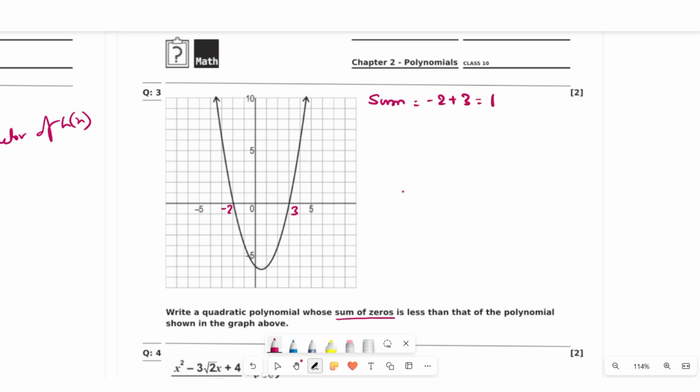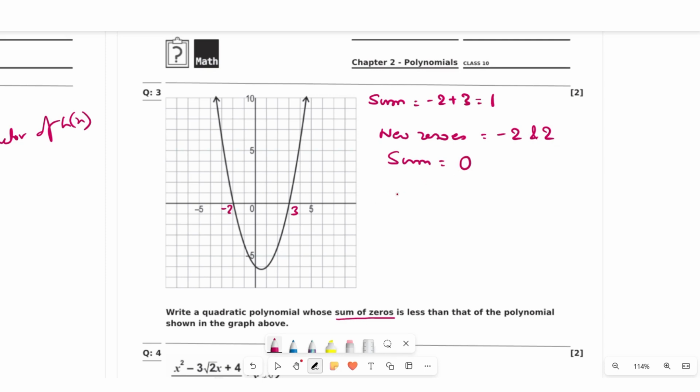So I need a sum which will be less than 1. Let's consider 0. So let's take the new zeros as minus 2 and 2. You can take any value that you like. You can take minus 2 and 1, because then the sum will still be less than 1. So as long as your sum is less than 1, you are good to go. So over here my sum is coming to be 0.